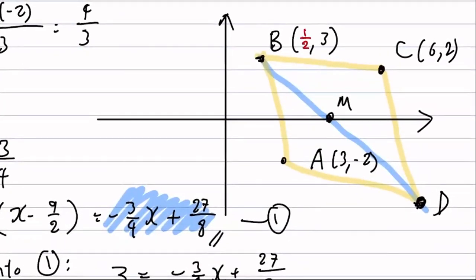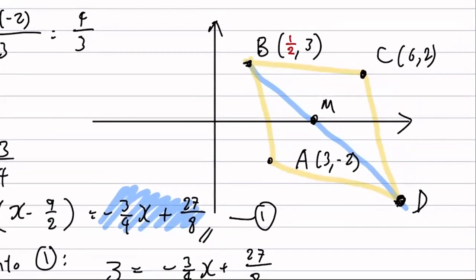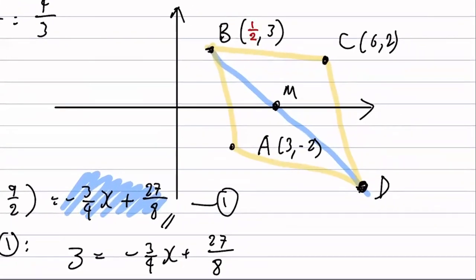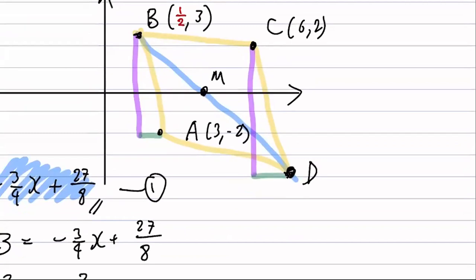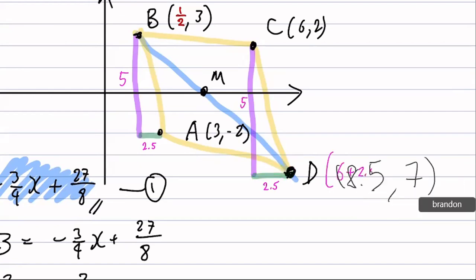Is that okay? Now I think the simplest way to find the coordinates of D would be using a vector. So down, across. What are those distances? Here, -2 to 3, that's a distance of 5. 1/2 to 3 will be 2.5. Same thing over here, 2.5 and 5. So you go across by 2.5, that means 6 plus 2.5. You go down by 5, so it's 2 minus 5.